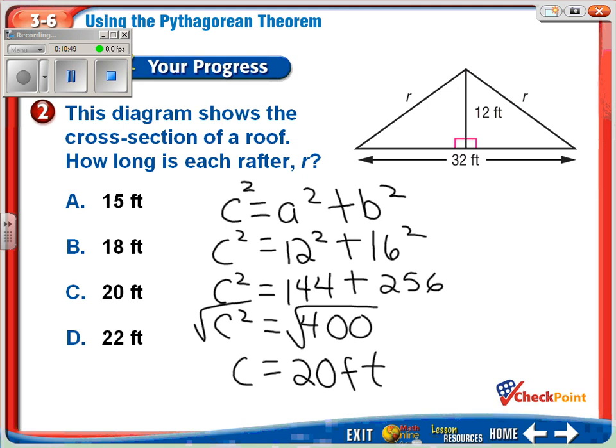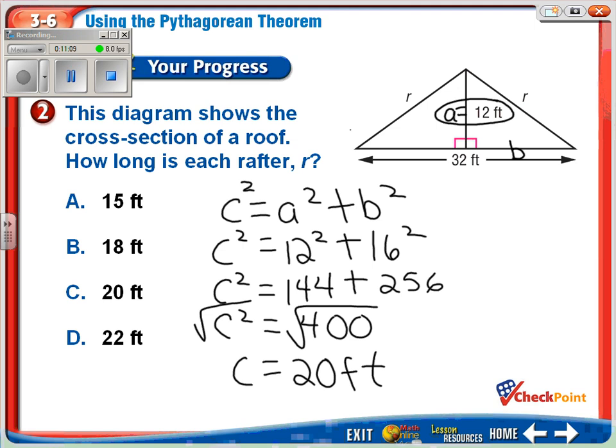In this problem, it says this diagram shows the cross-section of a roof. How long is each rafter? So this is a little different than the other one because, once again, we label first. So we know that the height is A. I like to use A for my height, B for my base.